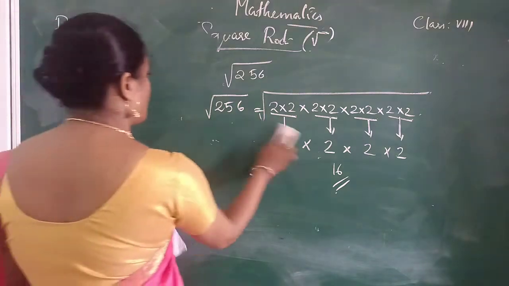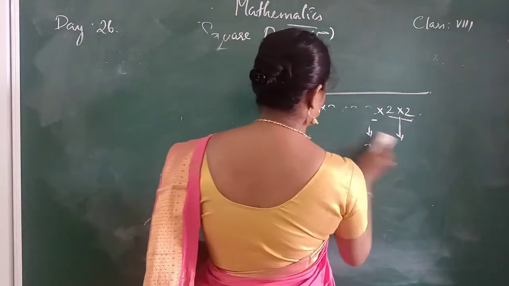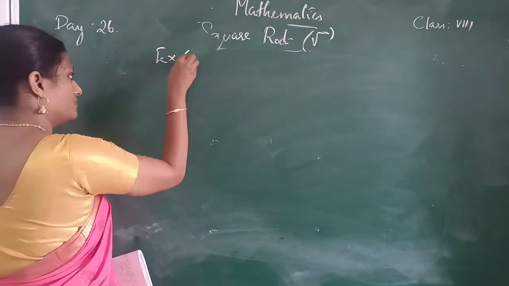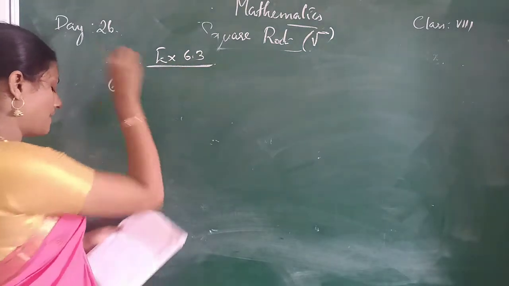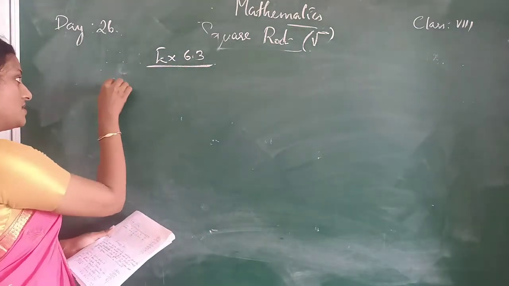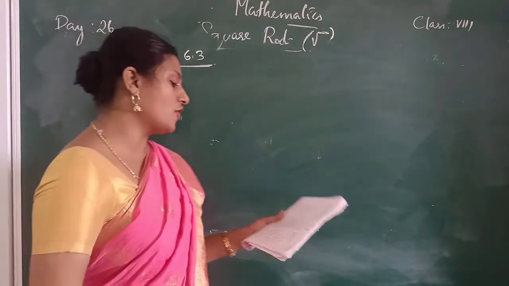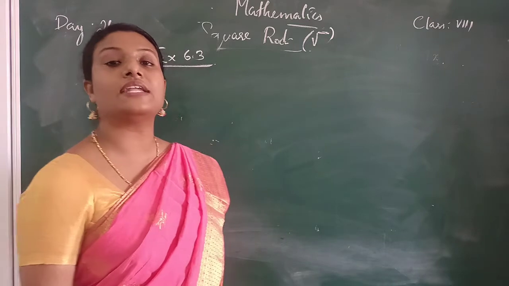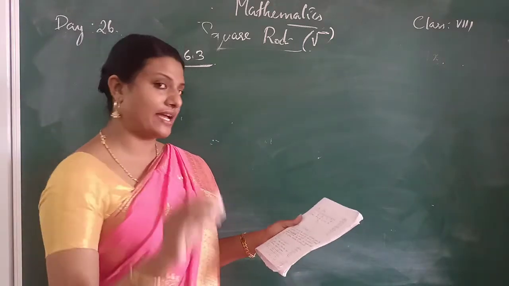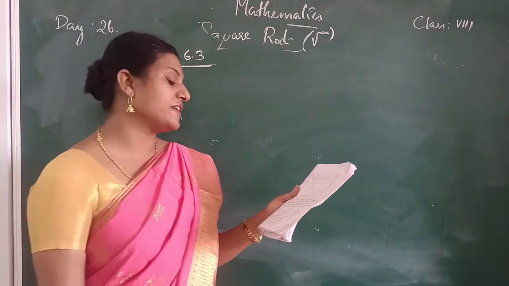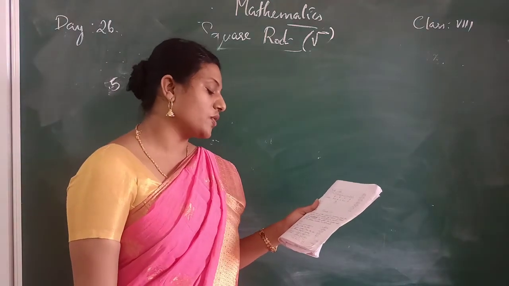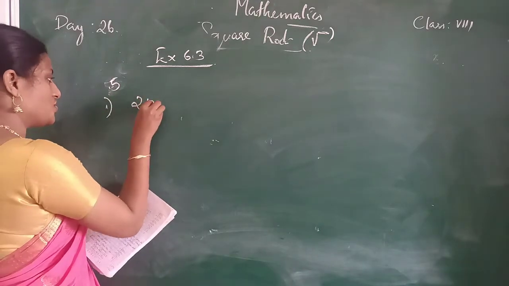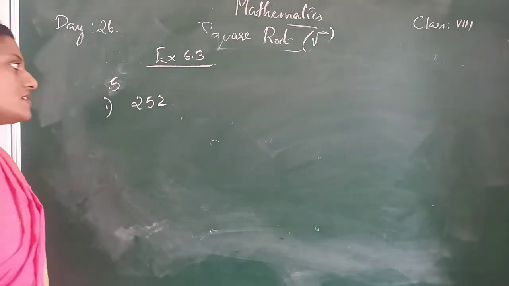Next, take your textbook, exercise 6.3. Question number 5. Not 6, 5. For each of the following numbers, find the smallest whole number by which it should be multiplied. Underline multiply, that word. So as to get a perfect square number, also find the square root of the number. Okay, one question I will do for you. First question is 252.